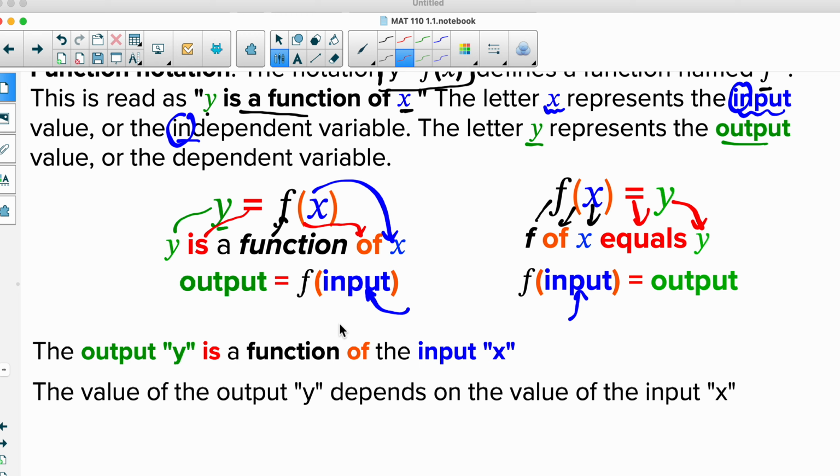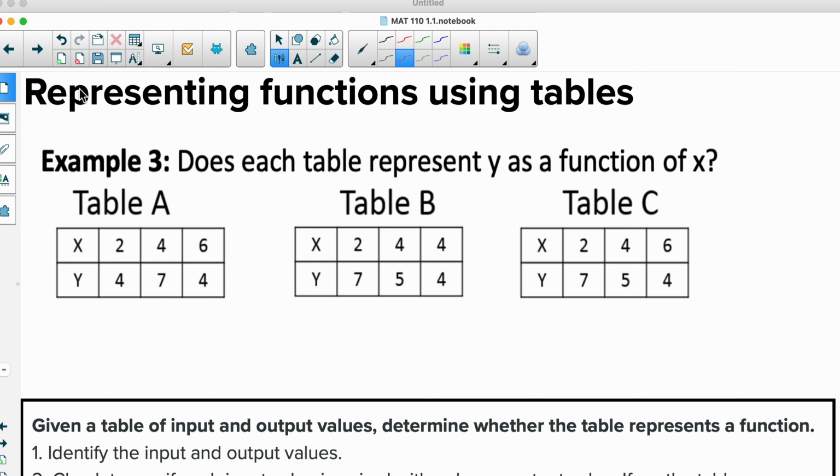So you should get familiar with seeing it different ways and being able to understand when you read a word problem what the input is versus what the output is, and some of these key words that will help you determine that. All right, so we're going to go through most of this course where we're going to look at things algebraically, using equations or formulas, graphically, or with tables. So we can represent functions using tables here.